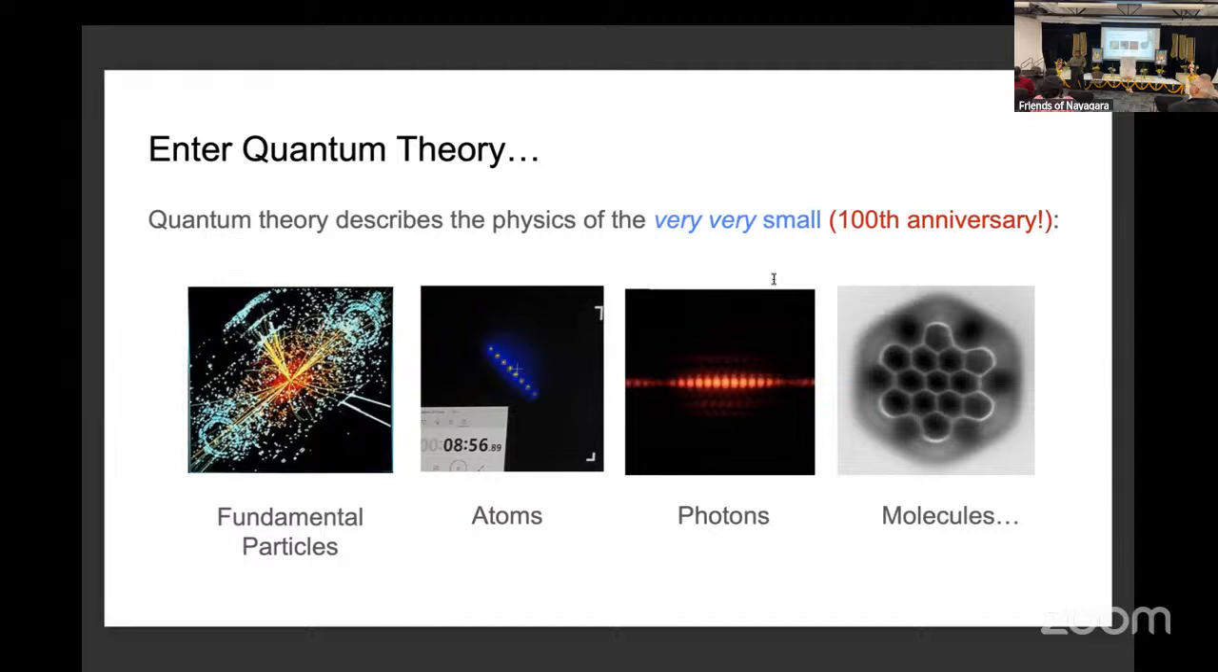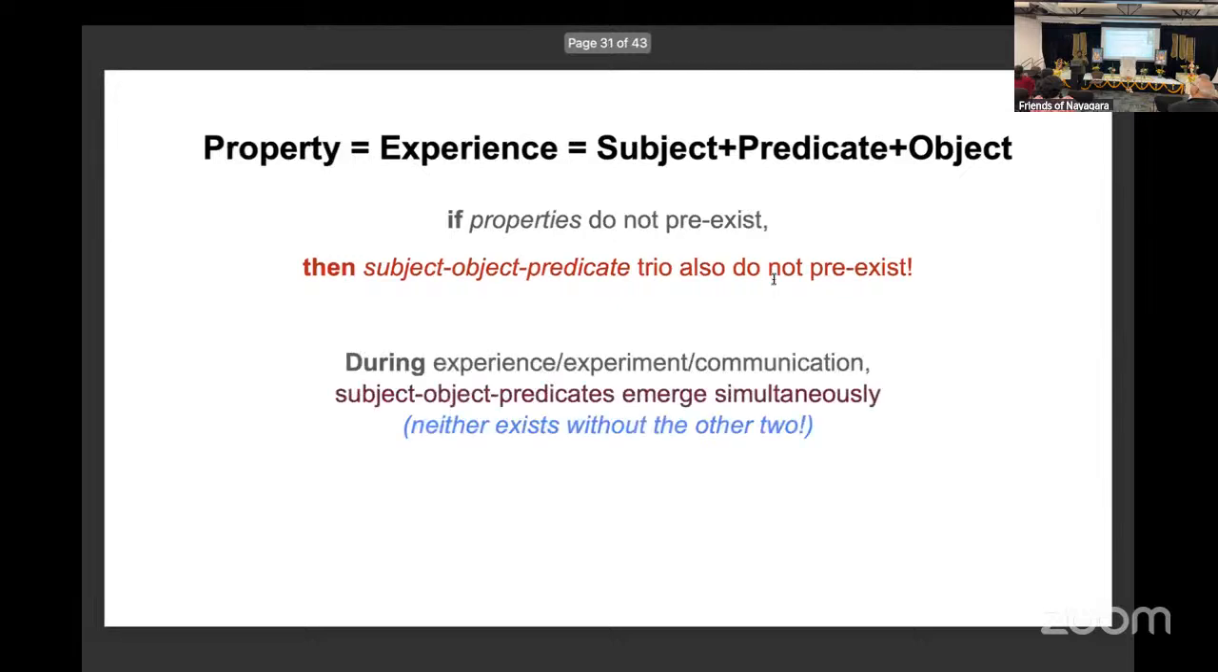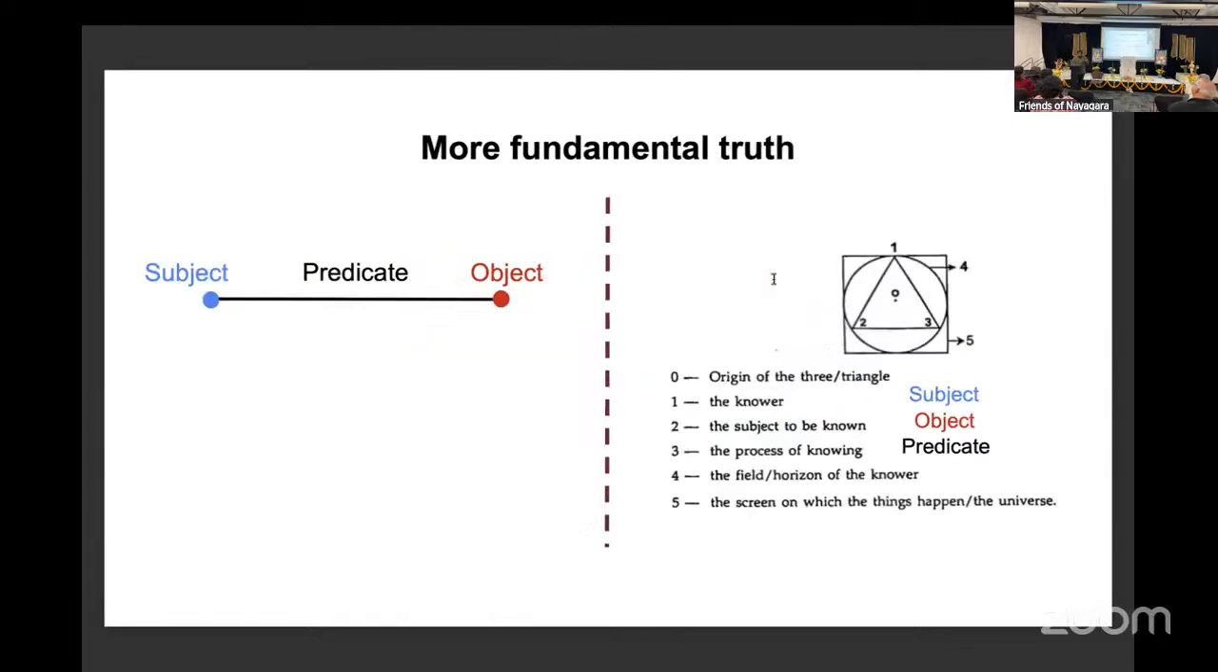So I don't want to make this seem like, oh, this is some great esoteric thing. No, you just have to pay attention. You pay attention to the atoms in this chair, you'll see the same. You pay attention to the atoms in your socks, you'll see the same. There's nothing unique about this thing. So quantum experiments don't obey realism. So again, during experience or during an experiment, during any form of communication, the subject, objects, predicates emerge simultaneously.